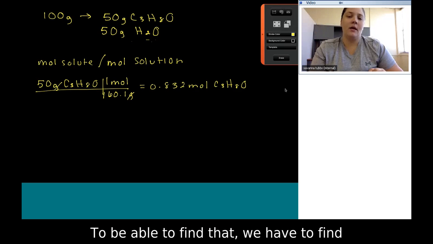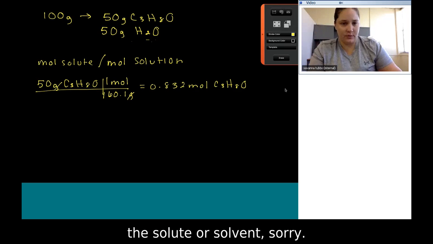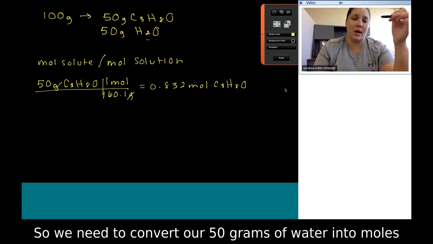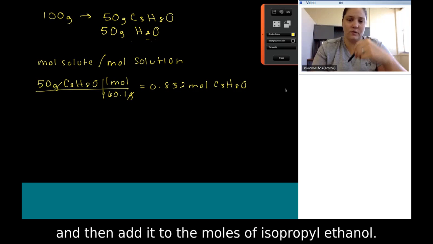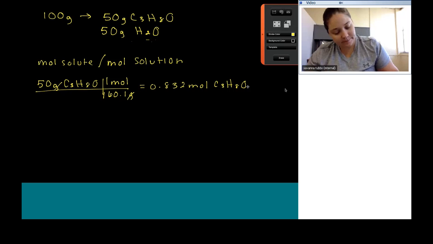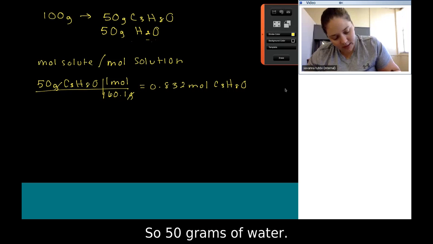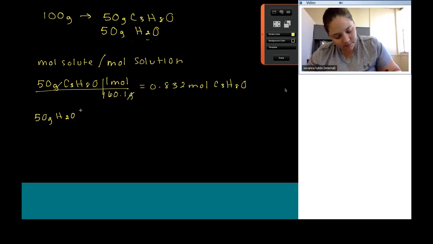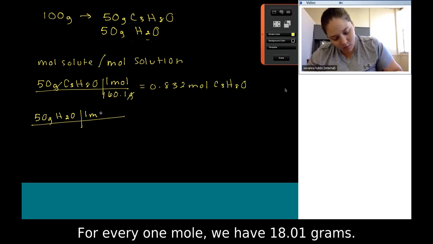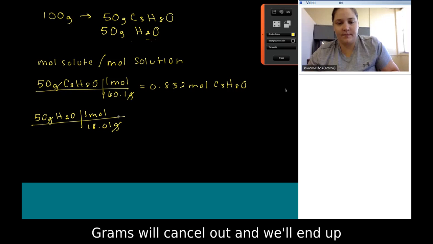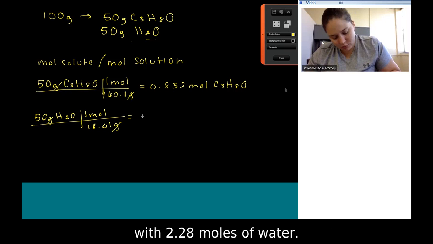So we now have the moles of our solute, but we have to get moles of solution. To find that, we have to find the moles of solvent. So we need to convert our 50 grams of water into moles and then add it to the moles of isopropyl ethanol. So 50 grams of water, for every 1 mole, we have 18.01 grams. Grams will cancel out, and we'll end up with 2.28 moles of water.